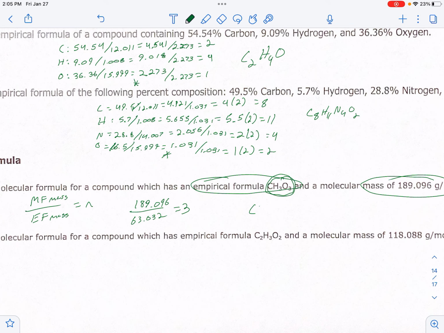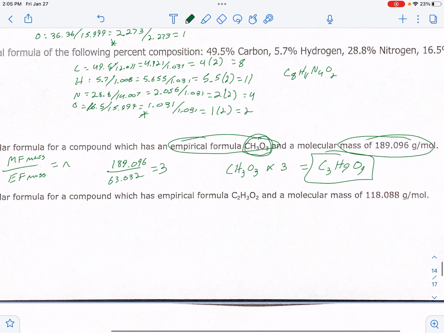So I'm going to take CH3O3 and multiply it by 3. So my new formula is C3H9O9. And that's your answer. Okay, I'll do it again for this last one, then we're done.